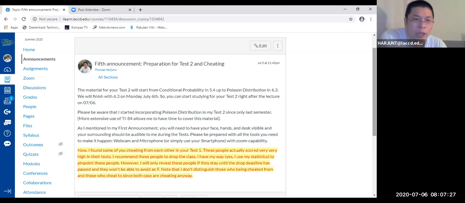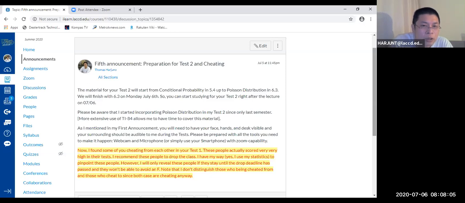Now I have my way to pinpoint this. I have my way to find you cheating without monitoring you online, without proctoring you directly. Now the thing is, I will only reveal to these people that I have evidence that you are cheating, even from your test 1 only, if you stay until you pass the drop deadline. Now, at that time, you cannot avoid an F.